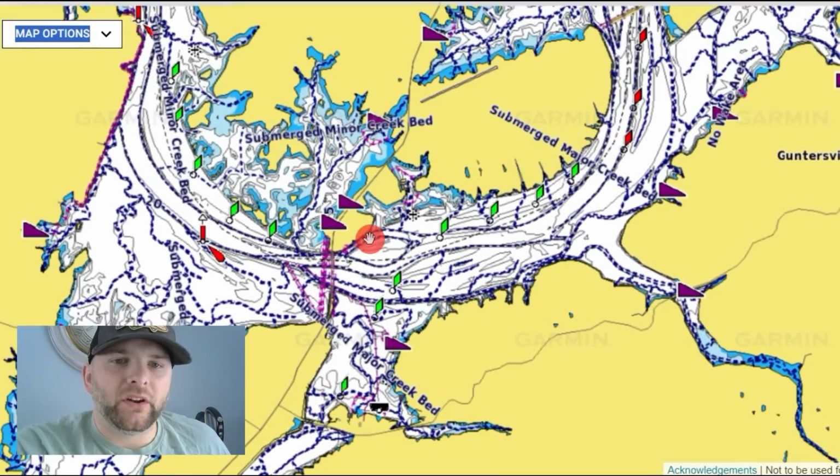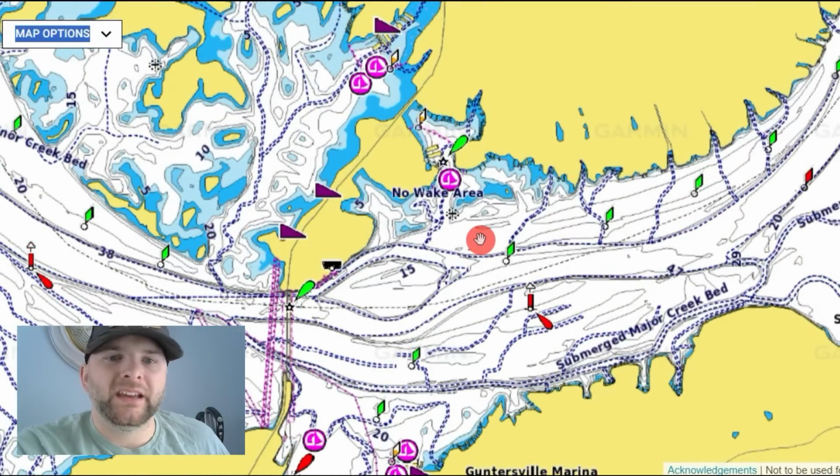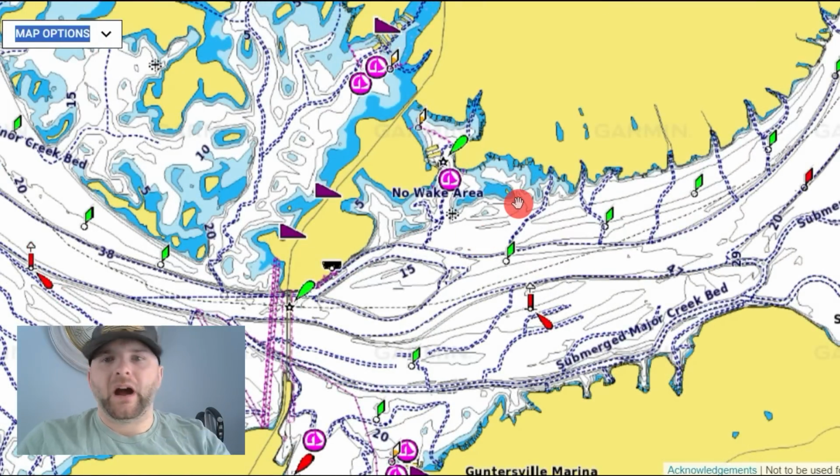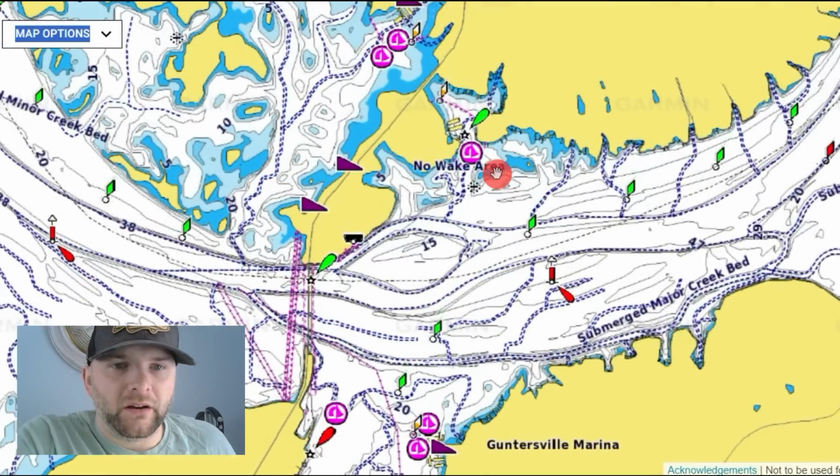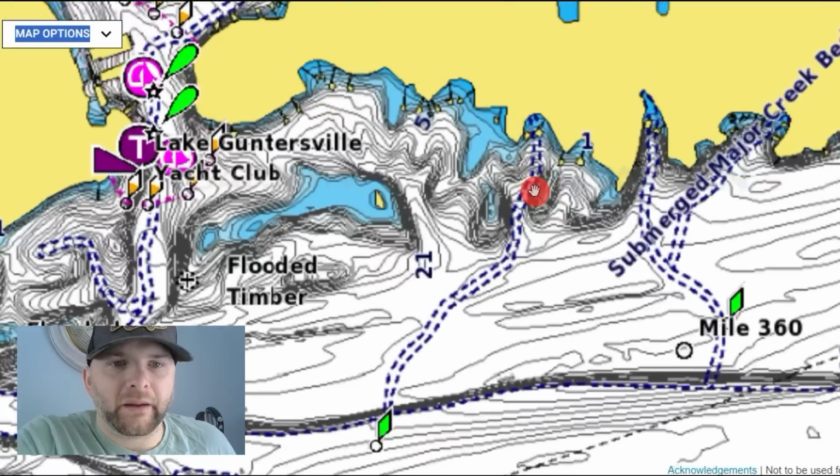To me, it's just important to know the difference between creeks and bays, because when people start to talk about it, in my opinion, there is a difference, and it could be the difference between really having a great day or having kind of just a decent day on a body of water.